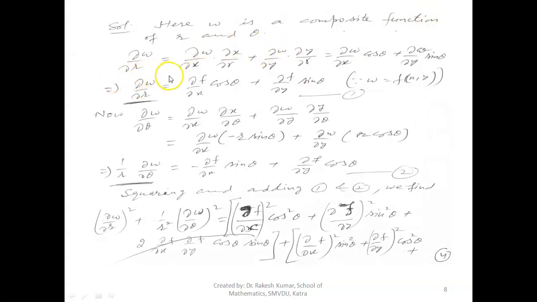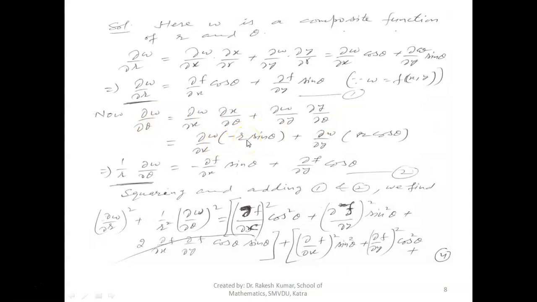Again we are using the formula del r of w equal to del x of w into del r of x plus del y of w into del r of y. So now I can find del r of x as well as del r of y. These are cos theta and sin theta, and because w is f, I can write f over here. So I got this. Similarly, we can find del theta of w by this expansion.